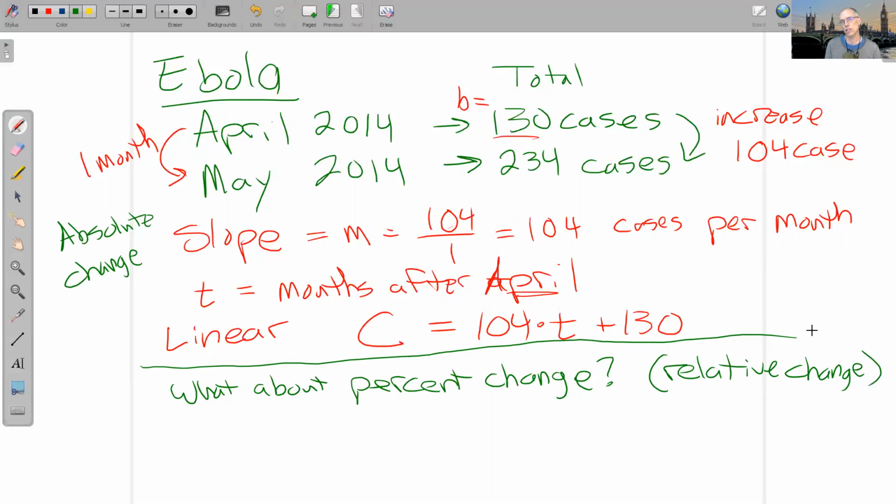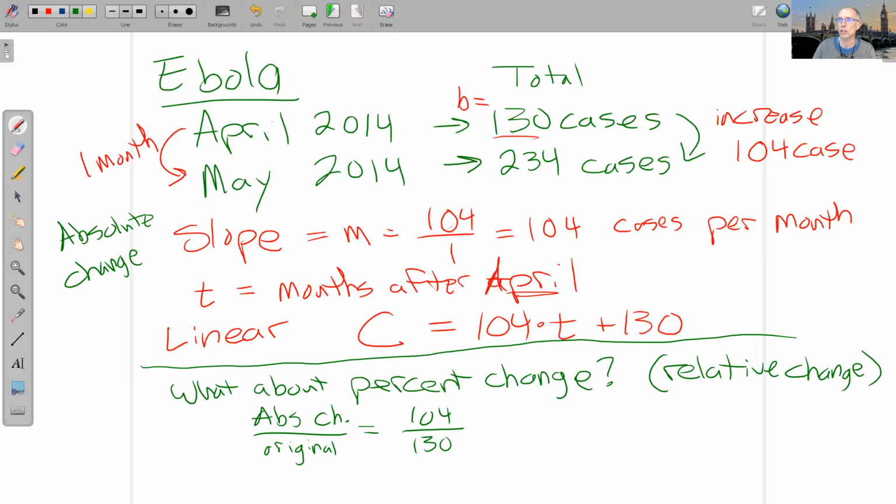And that's kind of what I looked at in the previous example when I looked at the COVID cases. Percent change is always the absolute change divided by some original amount. So for us, our percent change is 104. Our original amount was the 130 cases. So I need to see, okay, what's 104 divided by 130? That's going to be my percent change.